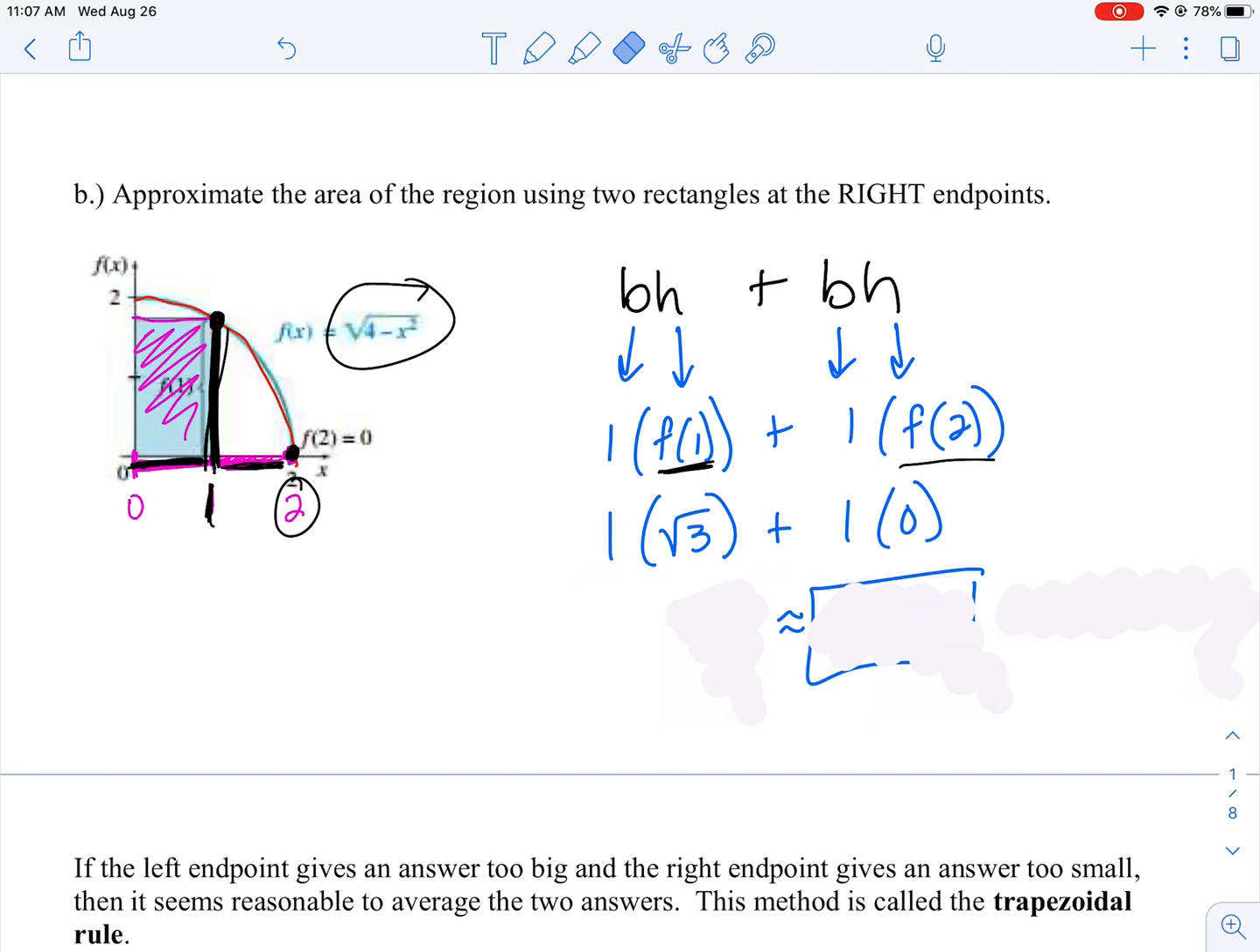I ended up getting the square root of 3 and 0. And 0 should make sense. Remember this rectangle over here was so low that we didn't see anything? That's because it was squished and its height was 0. So that number should make sense.